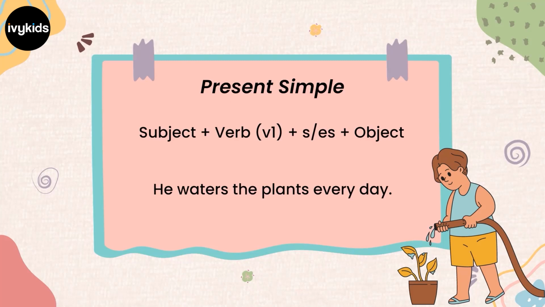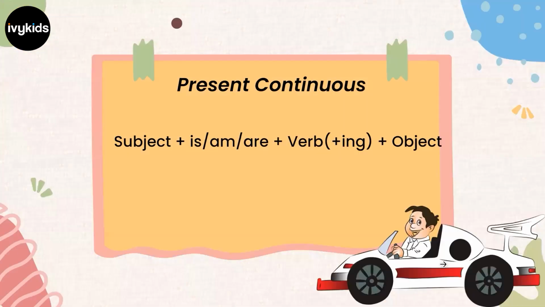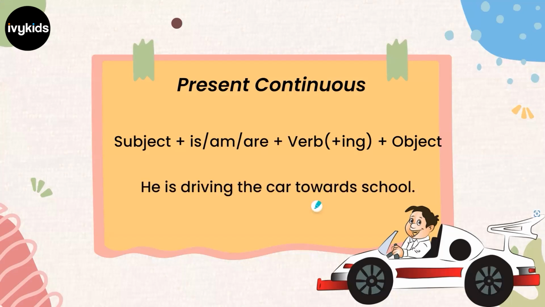Let's look at another form, present continuous. Present continuous tense, what is the formula here? Subject plus helping verb is, am or are, plus verb plus ing plus object. Present continuous tense indicates an action that is taking place at the moment of speaking. So when the man is doing something at the same moment, at that time I can say he is driving the car towards school. He was taking this action at the moment when I was speaking.